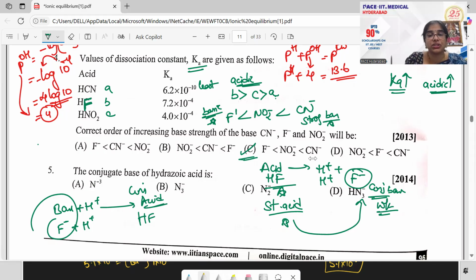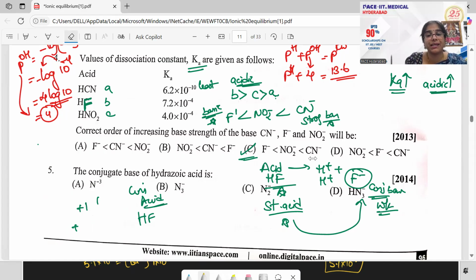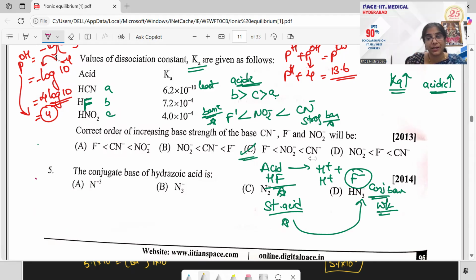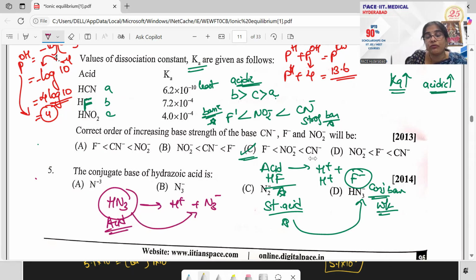All right. Next, question number 5. The conjugate base of hydrazoic acid. We just saw that we need the conjugate base. An acid releases H plus ions to become its conjugate base. Now what is hydrazoic acid? HN3 is your hydrazoic acid. HN3 releases H plus ions to become N3 minus. So if I say this is the acid, then what is formed, N3 minus, is my conjugate base, which is option B here. All right, so that is how we have to go about the concept.